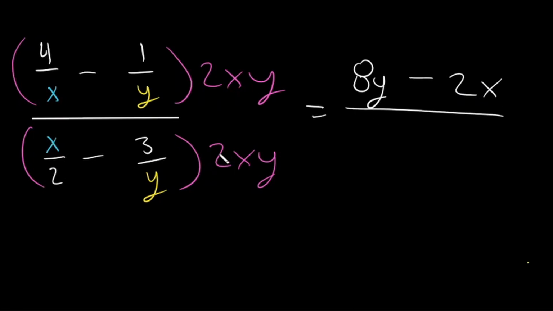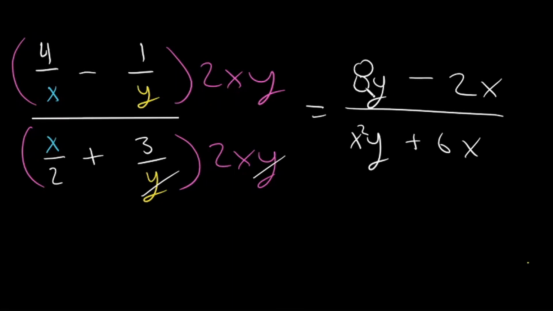x over 2 times 2xy. Our 2's will cancel, so we can get rid of our denominator. And then we have x times xy. So x times x is x squared, so we'll have x squared y. Sorry, I meant this was supposed to be a plus. 3 over y times 2xy. Our y's will cancel. We'll have 3 times 2x. 3 times 2 is 6. So we'll have plus 6x over here.